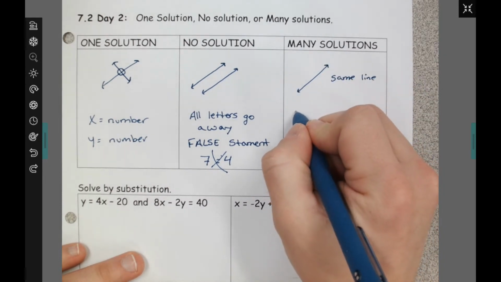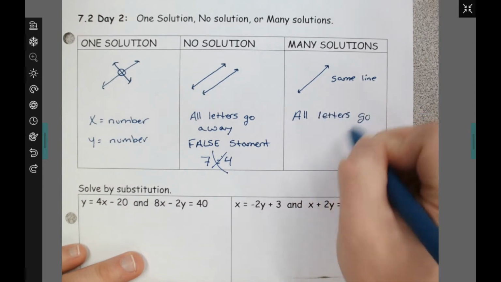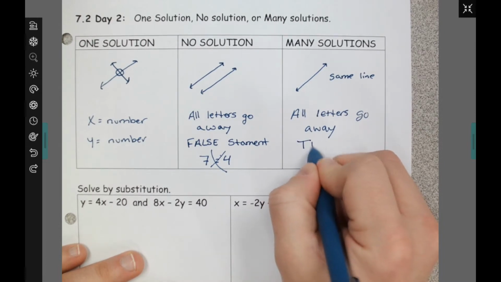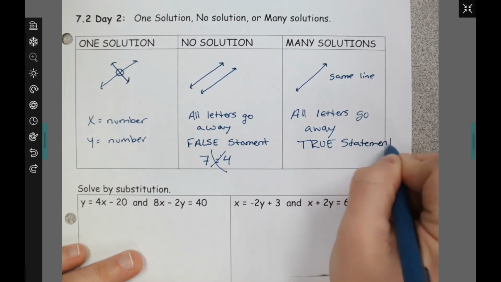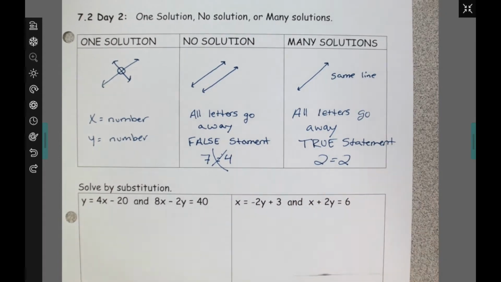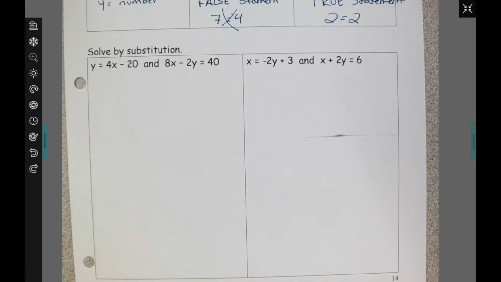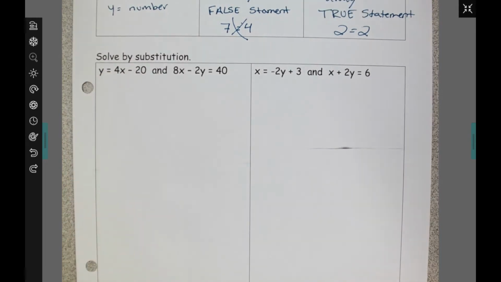Many solutions, same deal. All letters go away. But this time, you're going to get a true statement. Okay, so an example of a true statement would be something like 2 equals 2. You ask yourself, does 2 equal 2? Absolutely, it does, so we're good to go. With these, it's the same 4 steps you've been following. So you have 2 examples here. Same 4 steps. So let's just go through them quickly.